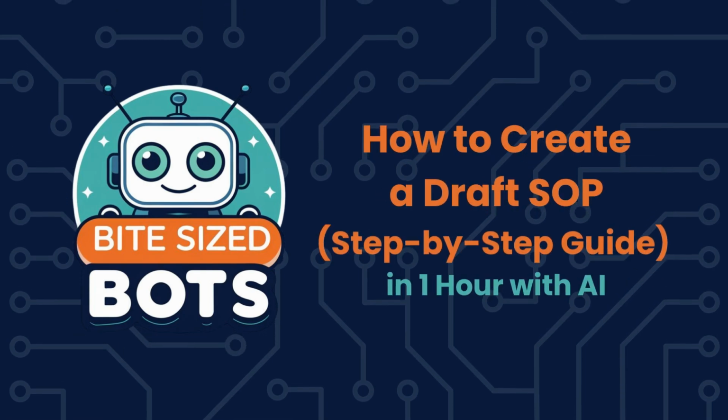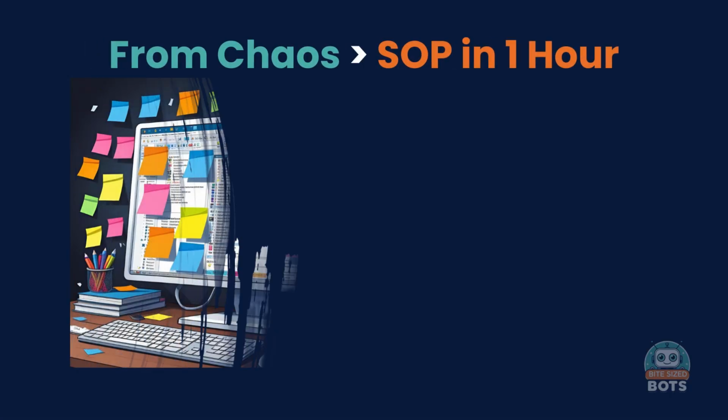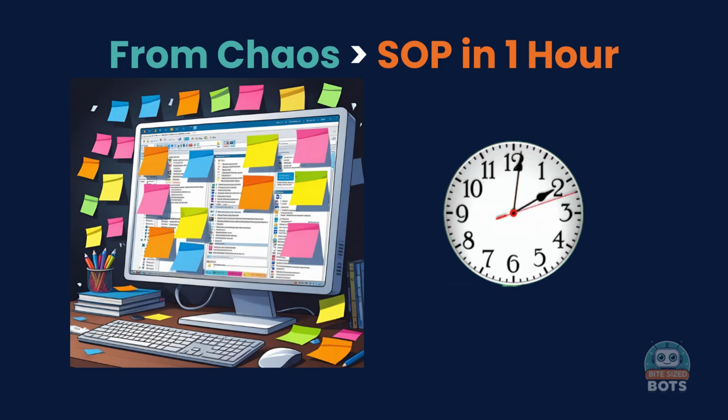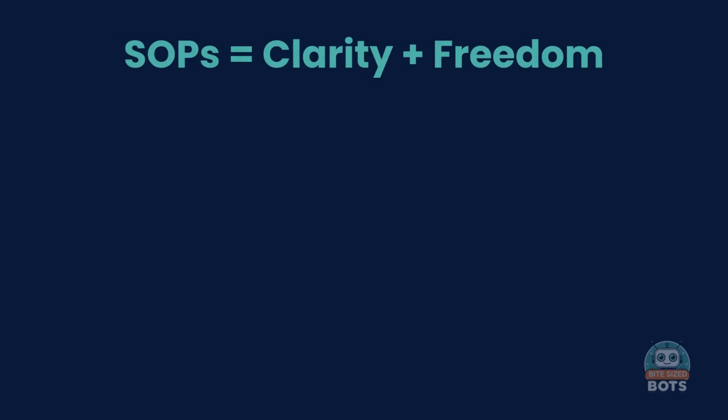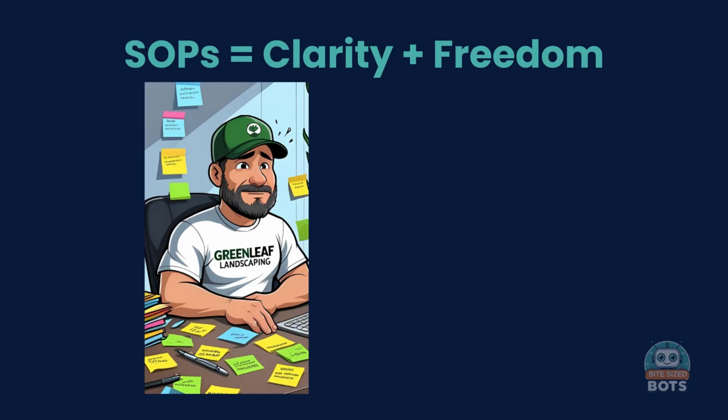Your first SOP draft in 3 simple steps. Most small business systems live on sticky notes, scattered emails, or just in your head. But in just 1 hour, you can turn that chaos into your first SOP without fancy software. Documented processes save time, reduce mistakes, and make your business run smoother.